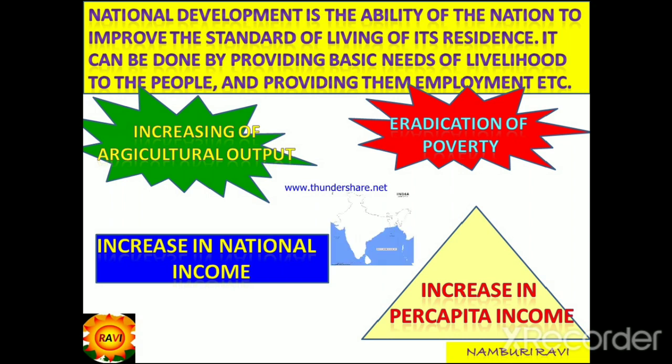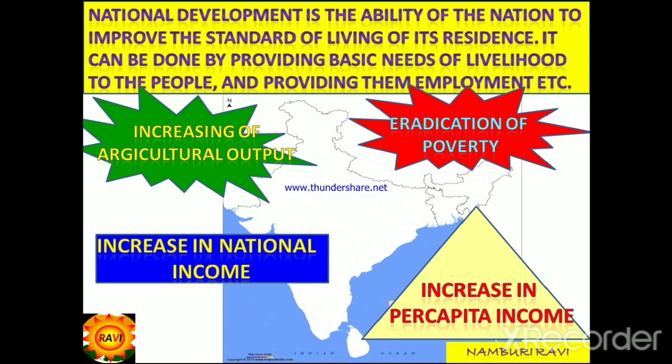So these are the basic criteria for the development of a nation: based on the increase in agricultural output, based on the eradication of poverty, based on the increase in national income, and based on the increase in per capita income. We can say that a nation comes under developing nation, developed nation, or underdeveloped nation.